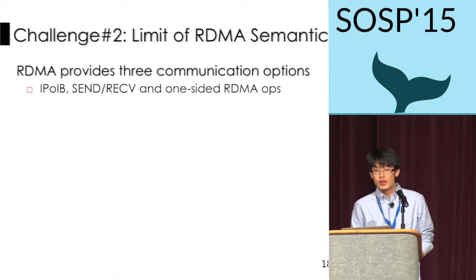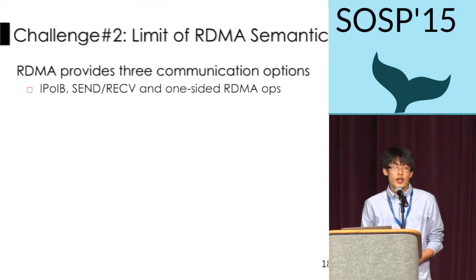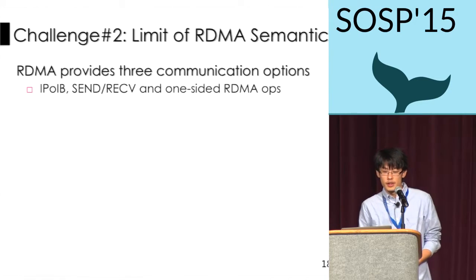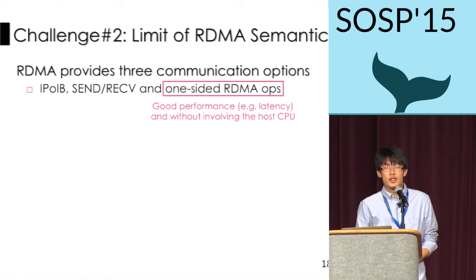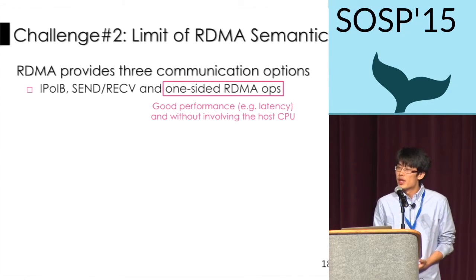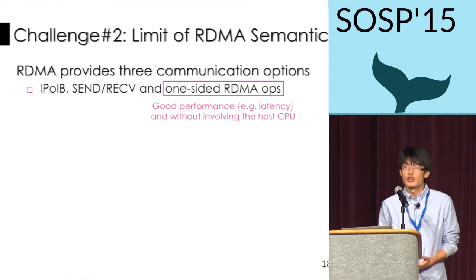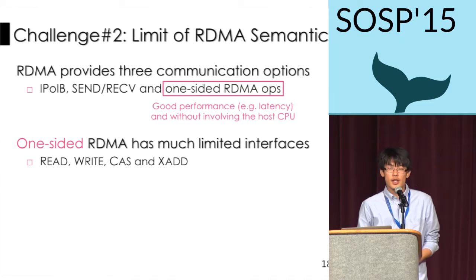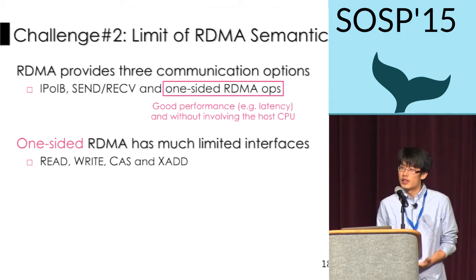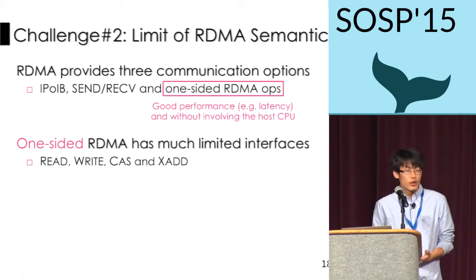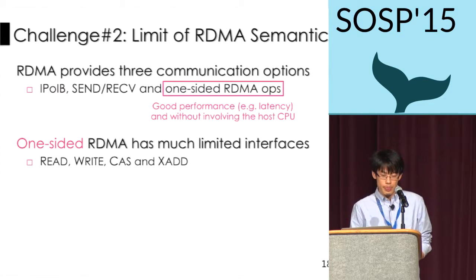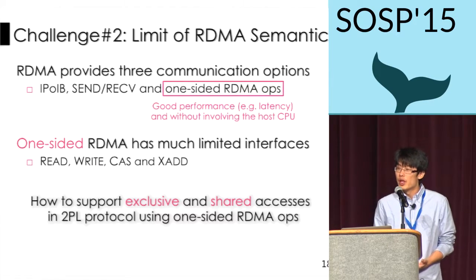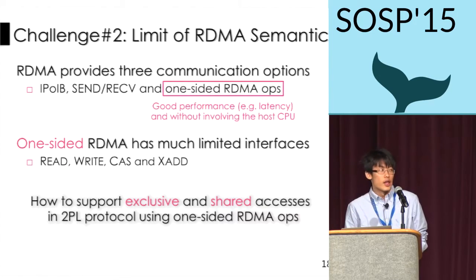The second challenge is with the semantics of RDMA operations. RDMA generally provides 3 network interfaces. And here we want to use RDMA one-sided operations as much as possible, since they have better performance and can function without the assistance of a remote processor. However, RDMA one-sided operations provide limited interfaces for us to use, namely read, write, and atomic compare and swap. So how to support exclusive and shared locks in the two-phase locking schema using RDMA one-sided operations is our second challenge.